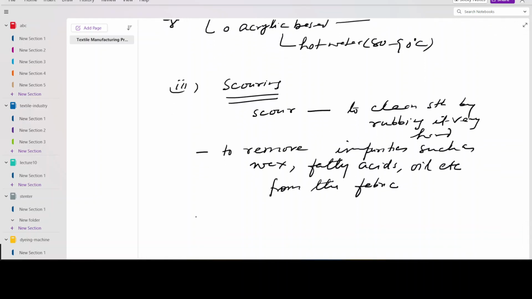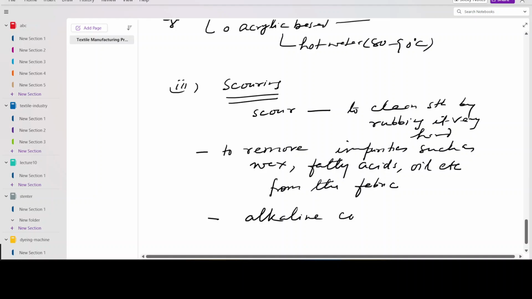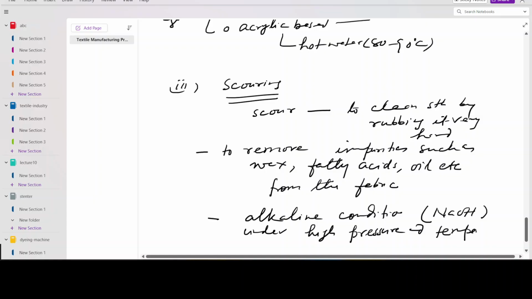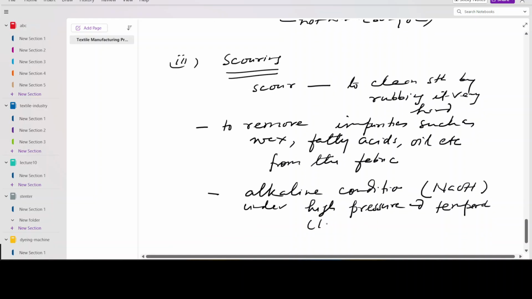This process is carried out in alkaline condition. In alkaline condition, we will use sodium hydroxide under high pressure and temperature, nearly 100 degrees centigrade.